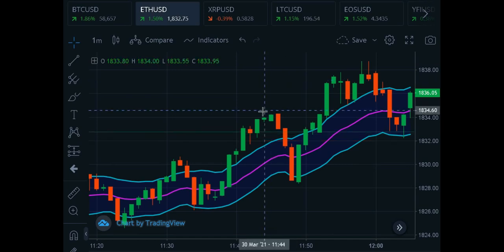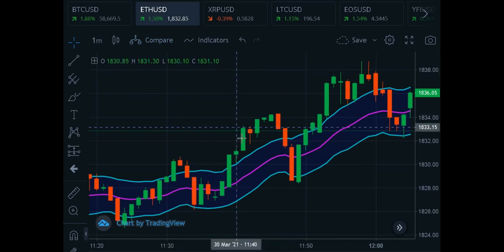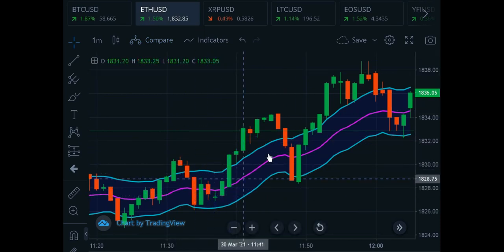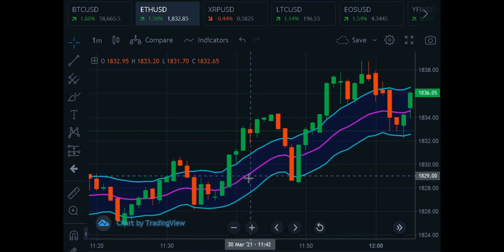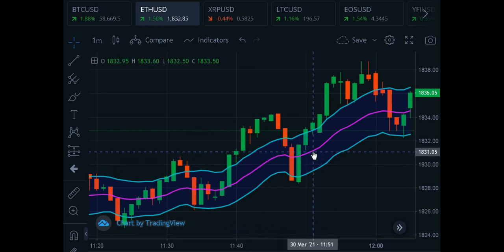Okay, so we're back talking about the Keltner channels. Again, I'm using the 1-minute candlestick chart for ETH/USD, and I've got the Keltner channels on the standard settings with the midline being the 20-period exponential moving average.